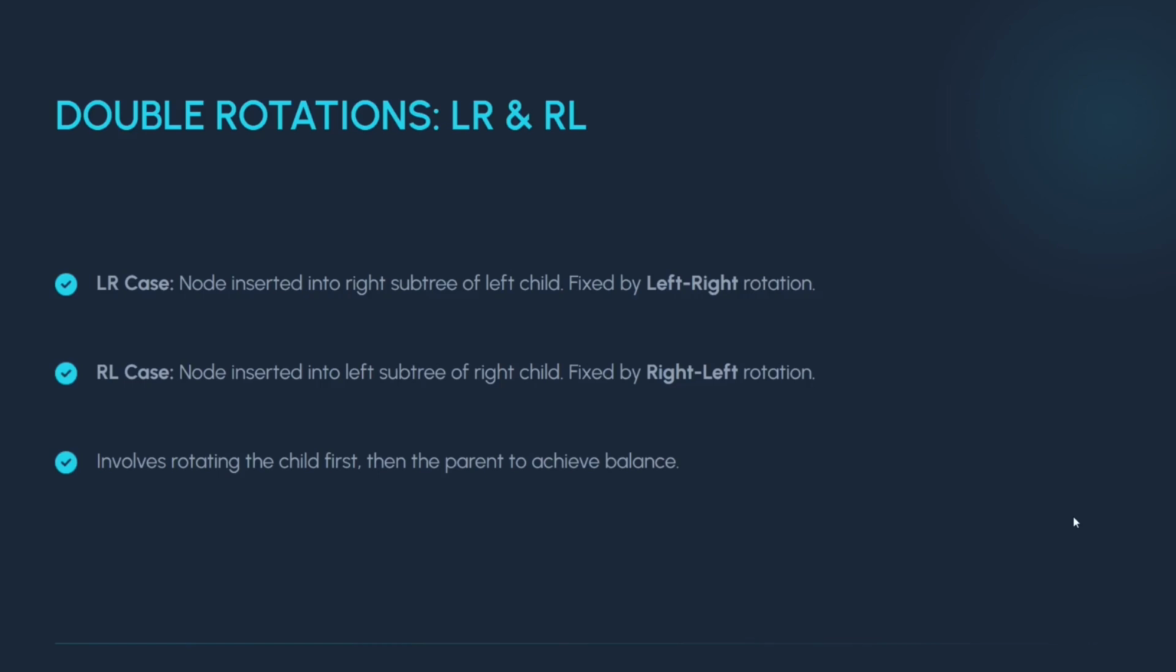Now let's talk about double rotation, LR and RL. Sometimes single rotation is not enough. In LR rotation, imbalance occurs in the right subtree of the left child. So first we perform left rotation and then right rotation. Similarly, RL rotation requires first right rotation and then left rotation.